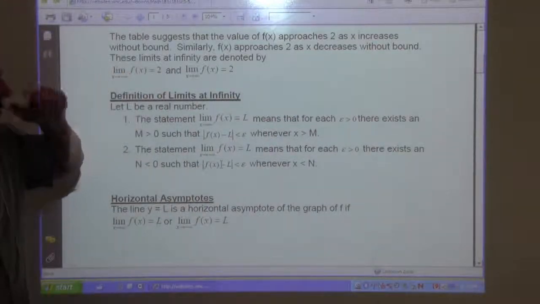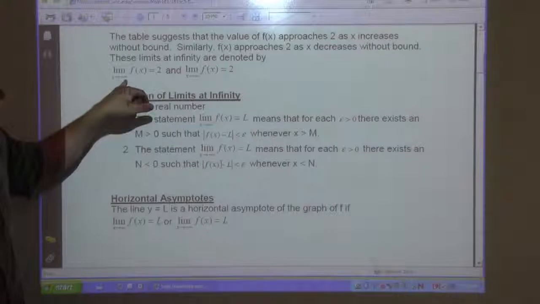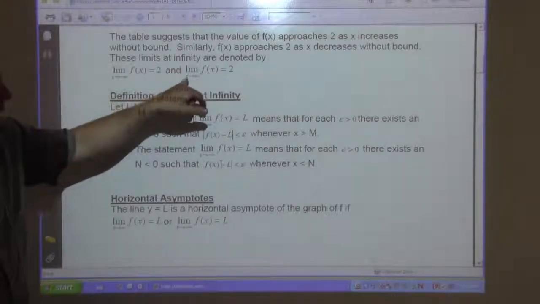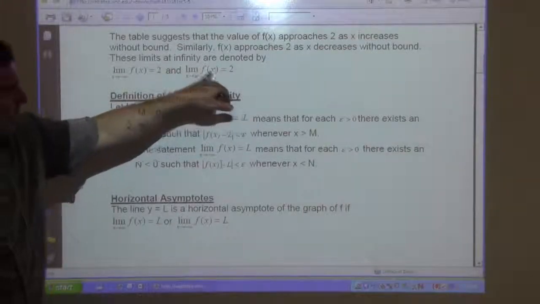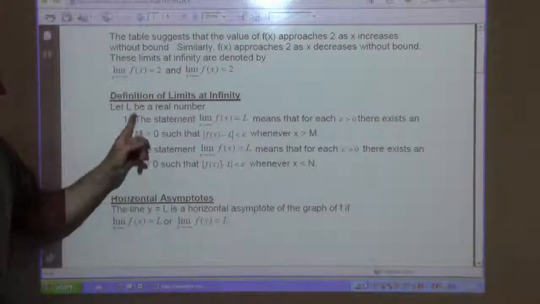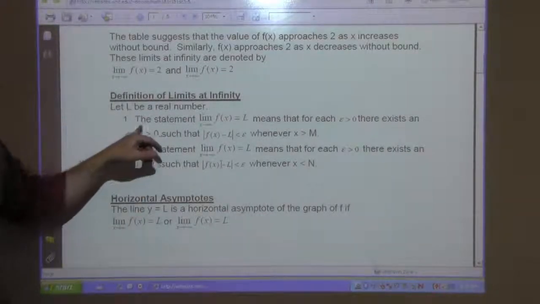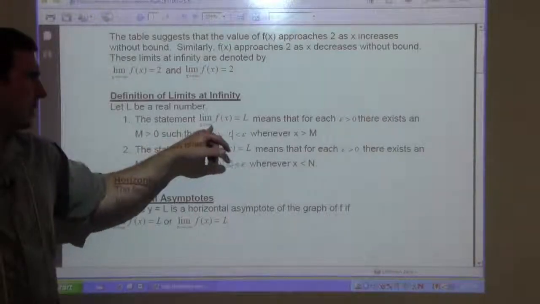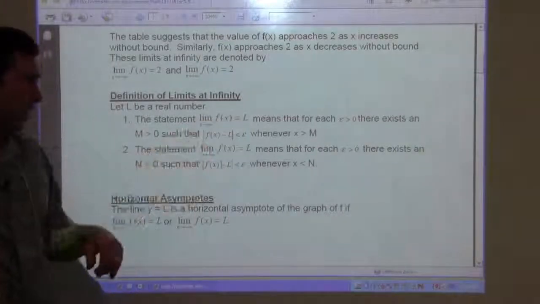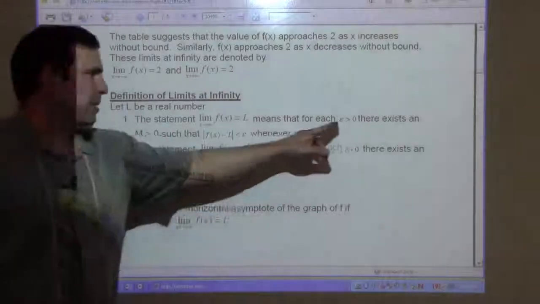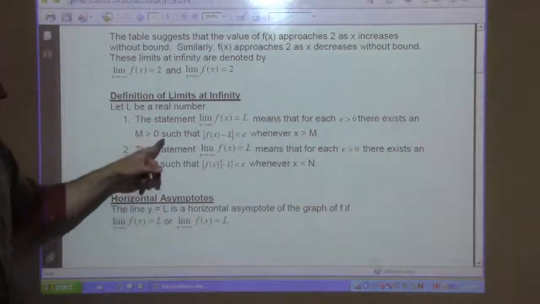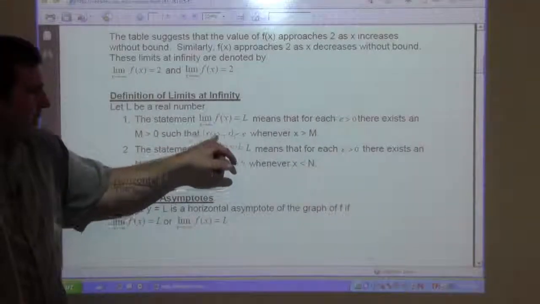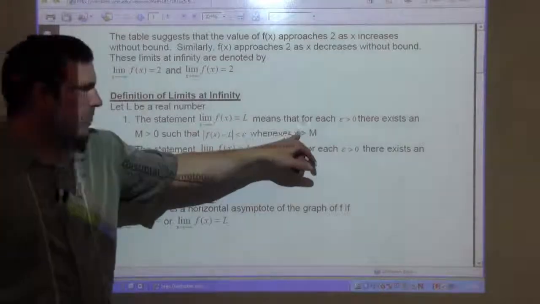So the limits at infinity are denoted by the limit as x goes to negative infinity of f of x is 2, and the limit as x goes to infinity of f of x is 2. So the definition of limits at infinity: let L be a real number. The statement limit as x goes to infinity of f of x equals L means that for each epsilon greater than 0, there exists an M greater than 0 such that |f of x minus L| is less than epsilon whenever x is bigger than M.